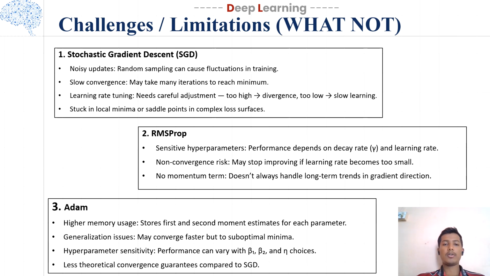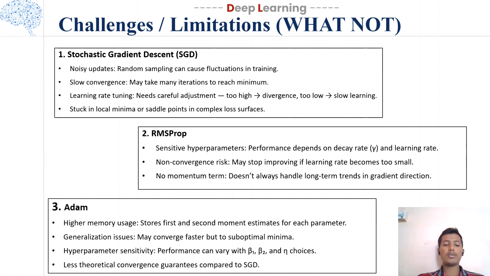Now let's talk about the limitations faced by RMSprop. RMSprop performance depends on the decay rate and learning rate. It may stop improving if the learning rate becomes too small. It doesn't always handle long-term trends in gradient direction.